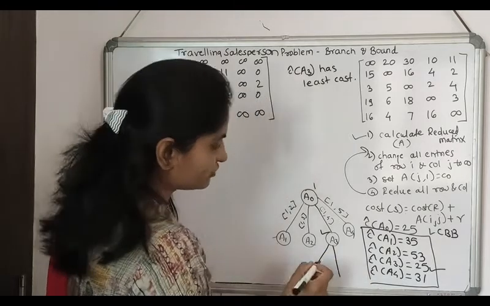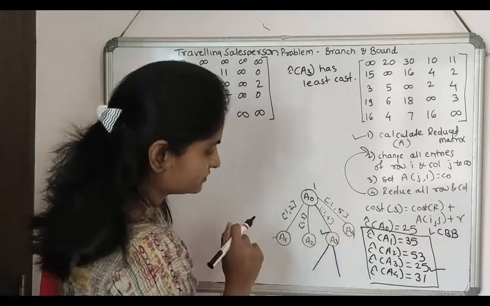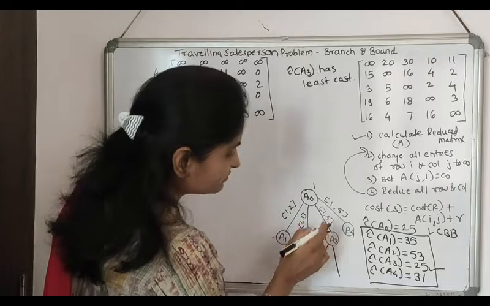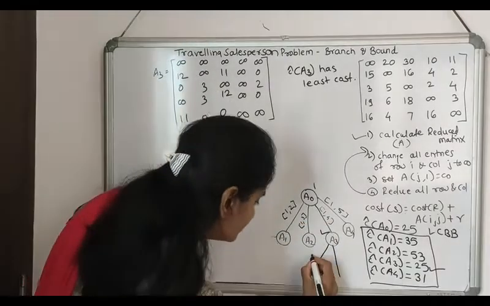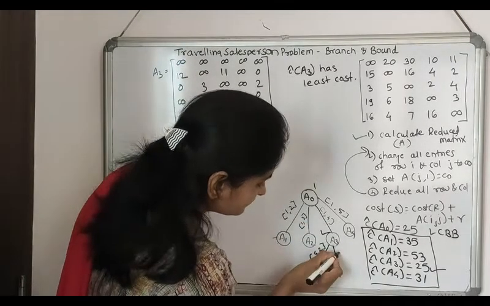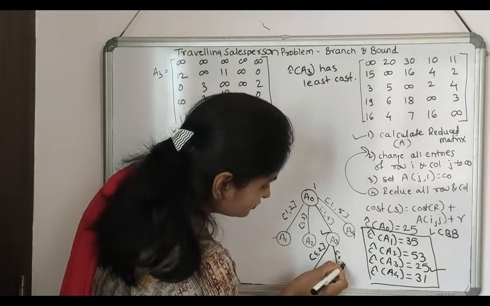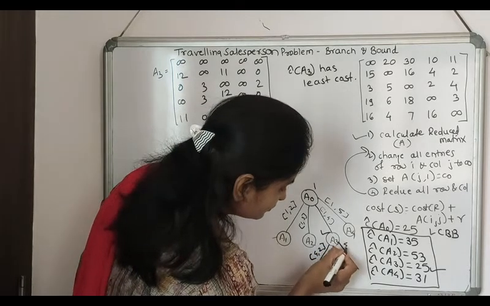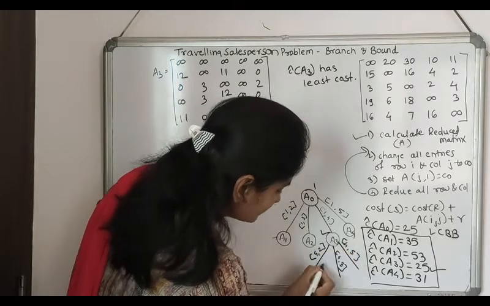The path from vertex 1 to 4, then the possibilities are what? The path from 4 is 4 to 2, 4 to 3 or 4 to 5. These are the possibilities.